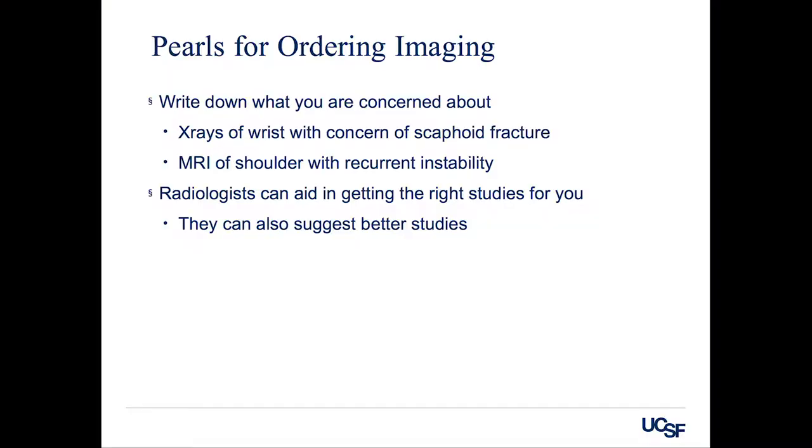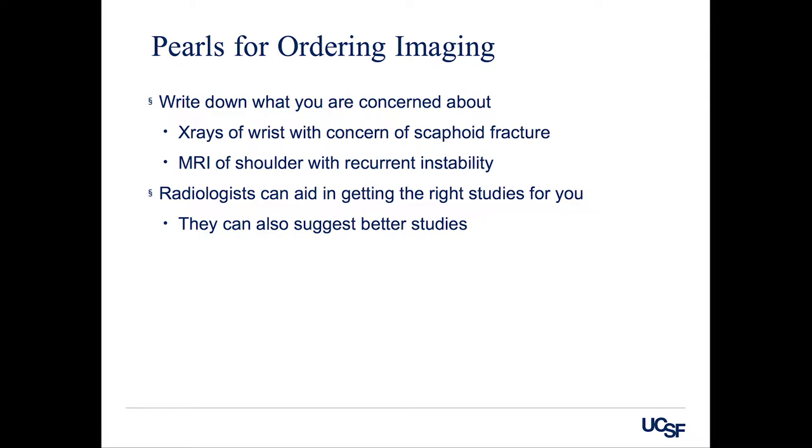And then they can also give you hints on what else to order. So they can say, we see something on x-ray that may clue us in on something, but we're not sure, if you order an MRI, that would be better or more definitive. And also, if you're doing an MRI for the shoulder, if you're worried about somebody who's dislocating their shoulder, recurrent instability, you want to write something like that versus a rotator cuff tear if they have shoulder pain. So those are things they can focus on for you. And then, again, they can suggest better studies if there's certain ones that may be more appropriate for the diagnosis.